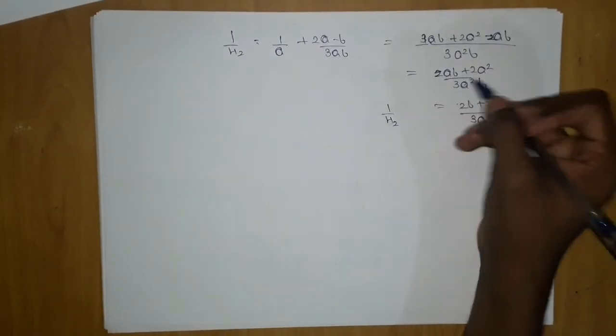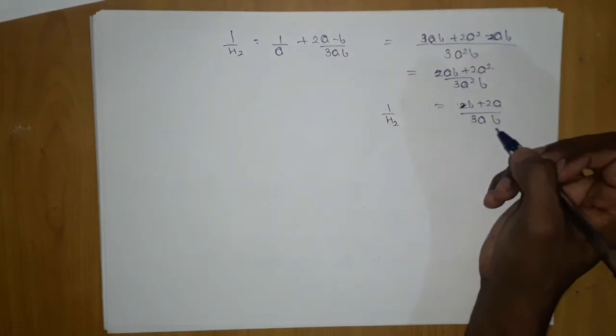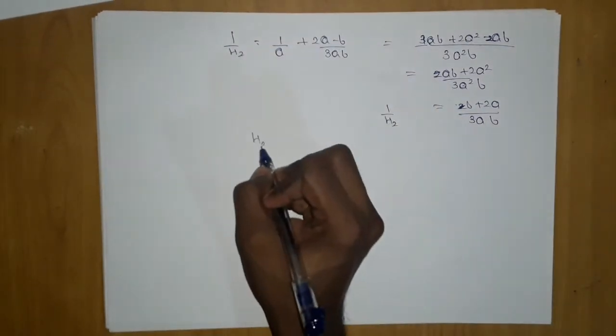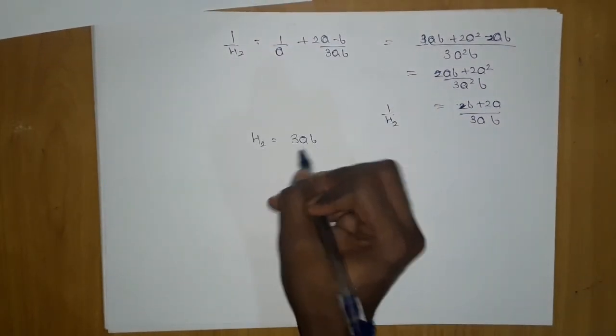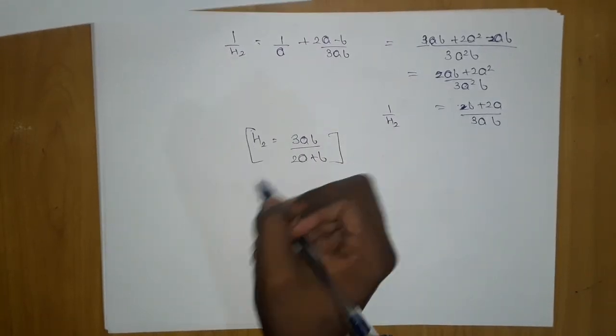When I take A common, this will be B plus 2A, upon 3B. So this is equal to 1 upon H2. So H2 is what? 3AB upon 2A plus B. So we got H1, we got H2.